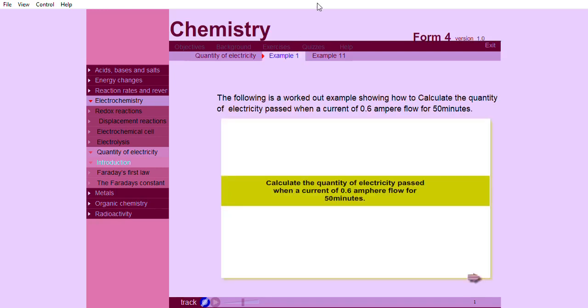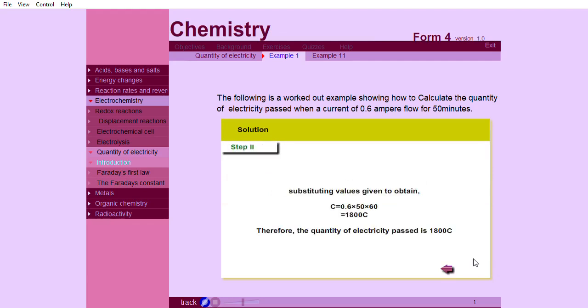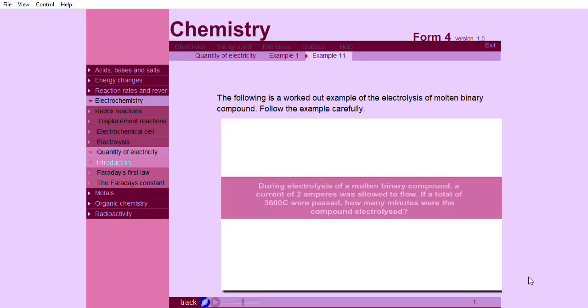Calculate the quantity of electricity passed when a current of 0.6 ampere flows for 50 minutes. During electrolysis of a molten binary compound, a current of 2 amperes was allowed to flow. If a total of 3,600 coulombs were passed, how many minutes was the compound electrolyzed?